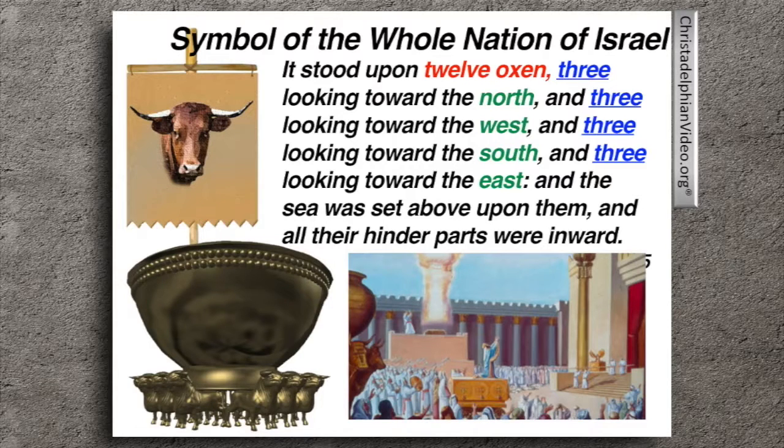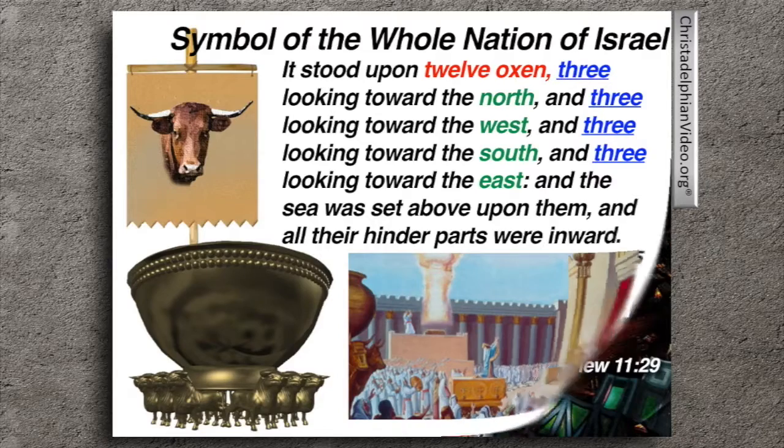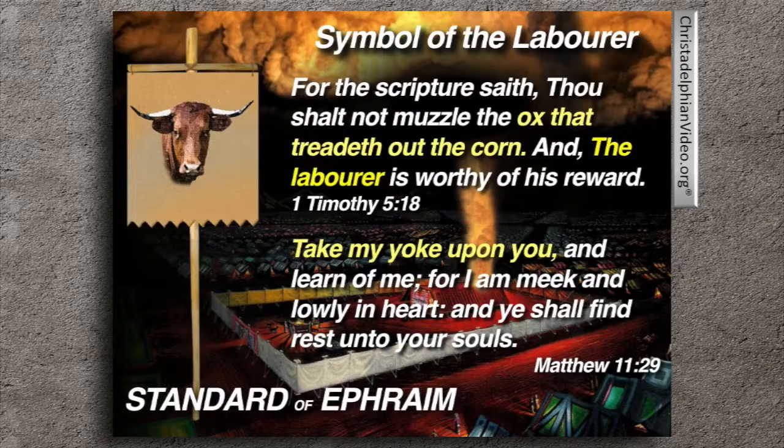It's the symbol, brothers and sisters, that's probably the easiest for us to identify with, or perhaps second after the lion, and that is of the laborer. The ox is a symbol of labor. Ox bear the yoke. We have in 1 Timothy chapter 5 and verse 18, the scripture saith, thou shalt not muzzle the ox that treadeth out the corn.